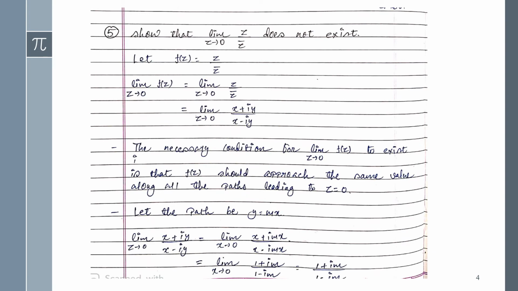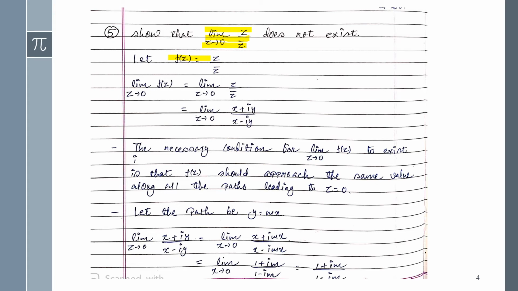And here the question is given: show that the limit as z tends to 0 of z upon z bar does not exist. Here it's given directly as a function, but you can imagine the function will be of the same type as the first example. Here z tends to 0, so the first case is for z not equal to 0, the second is for z equals 0, and the function is given as z upon z bar. So we can write f of z equals z upon z bar.